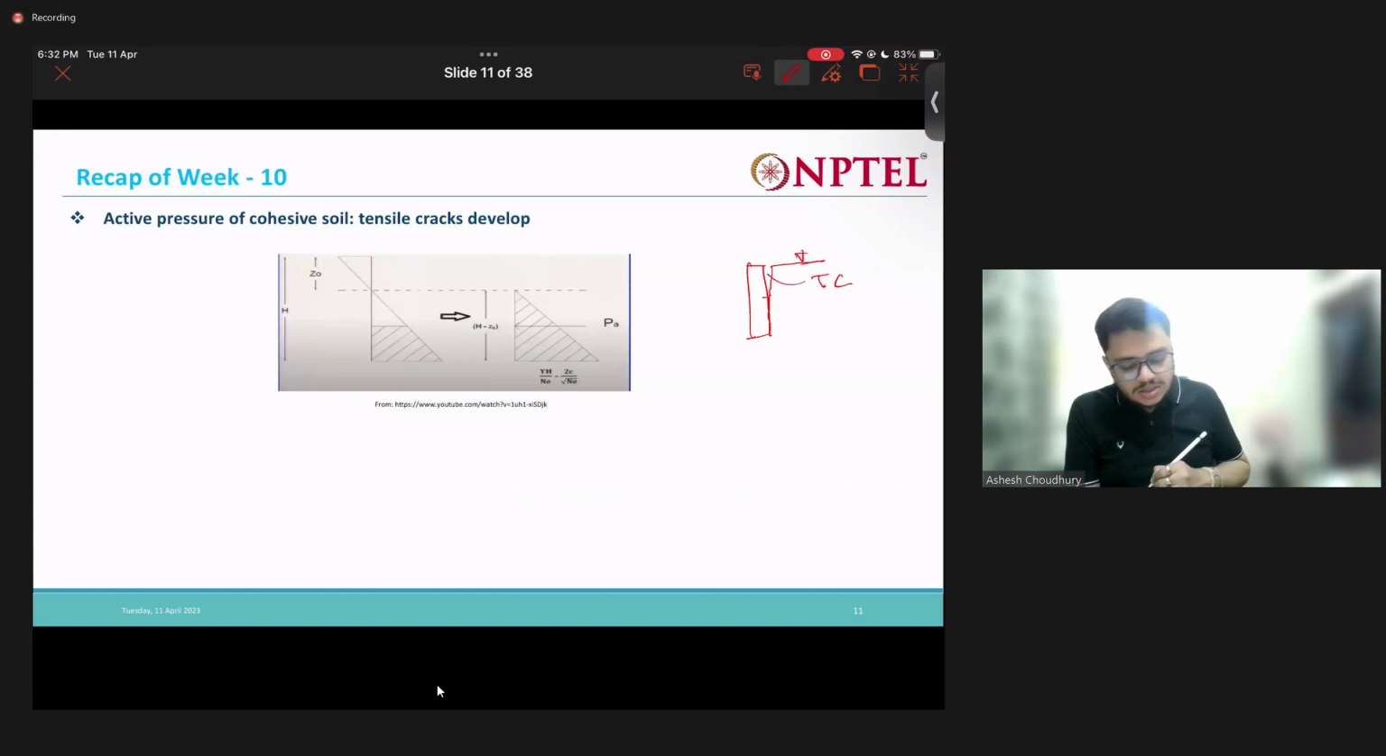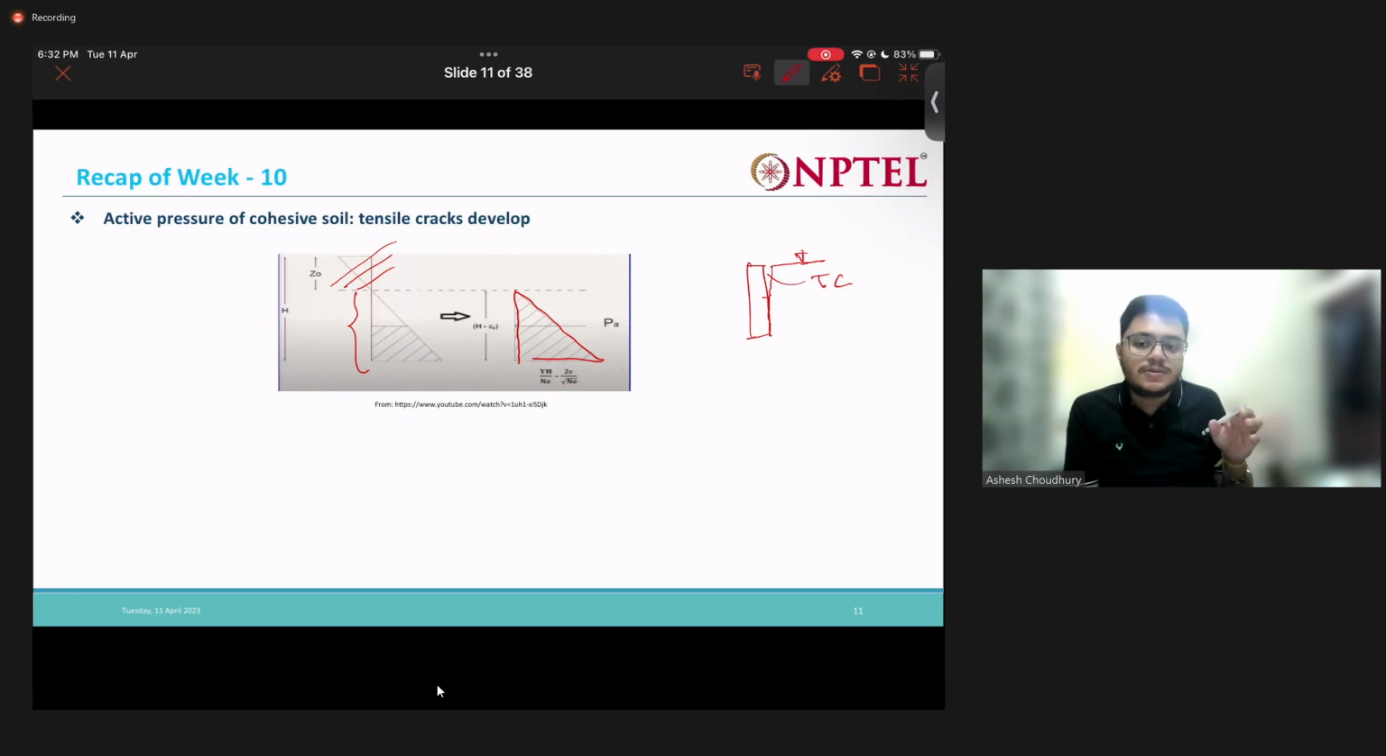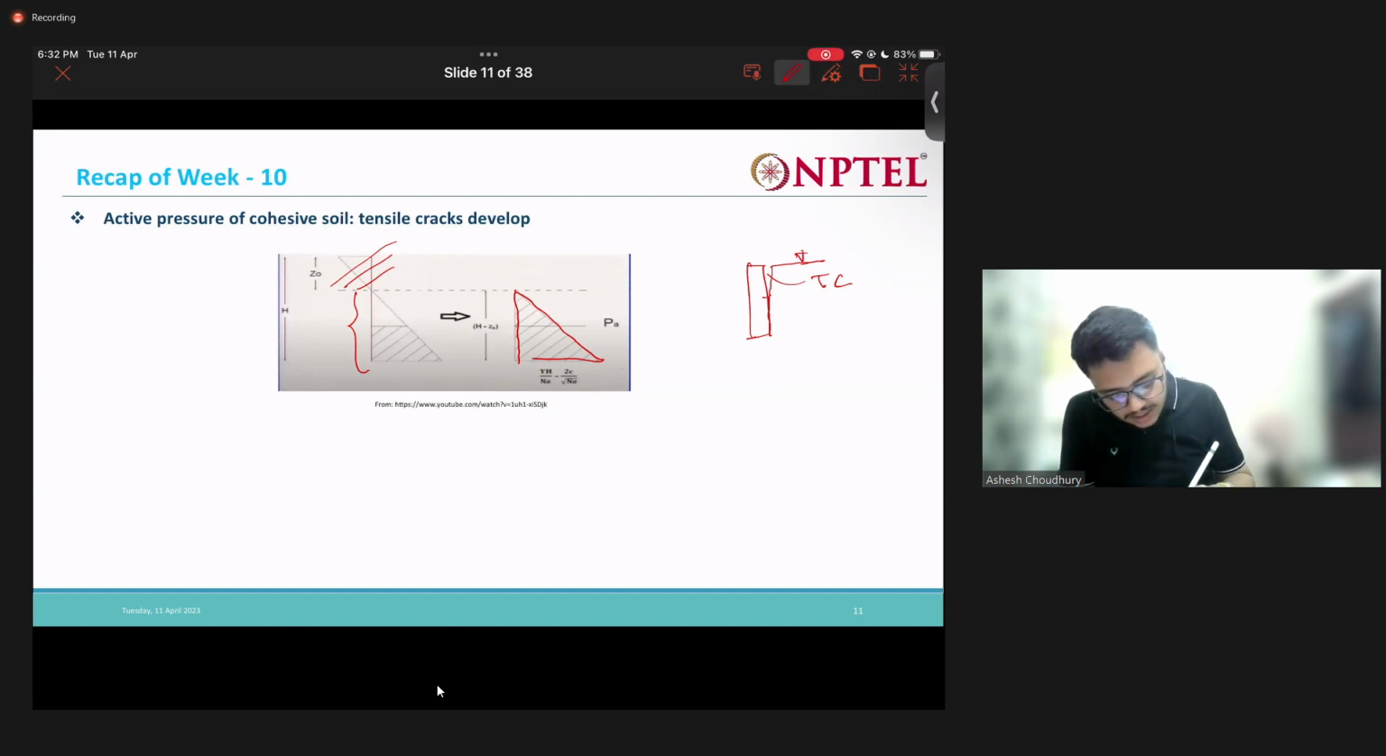Due to these tension cracks, this part actually won't come into picture. So my PA will be the area of this complete triangle. This complete triangle's area will give my PA. Sorry, I was saying that when tension cracks develop, this total area, the area of this complete triangle, will give my PA.